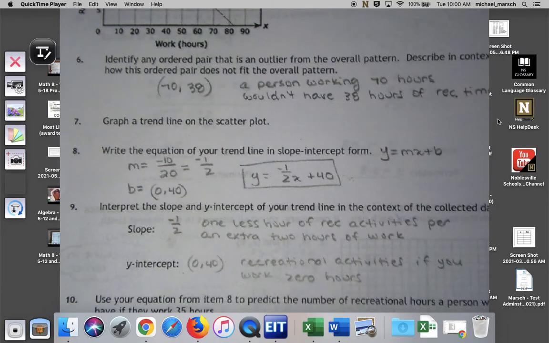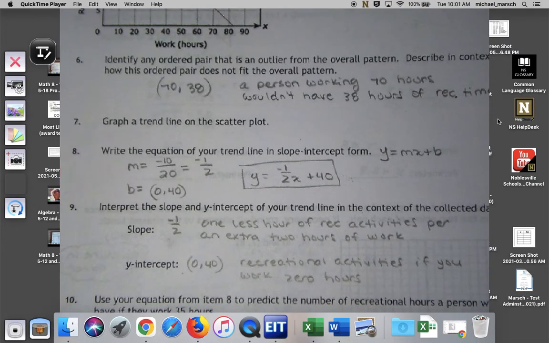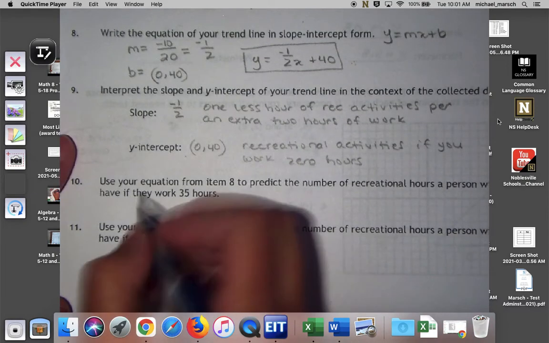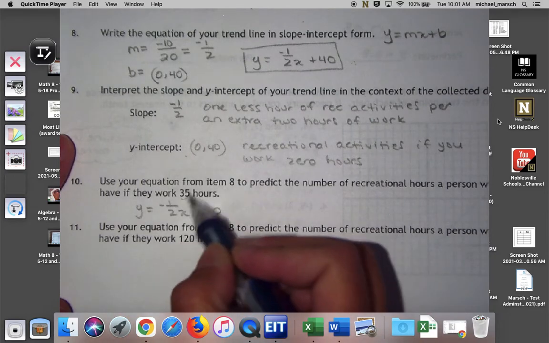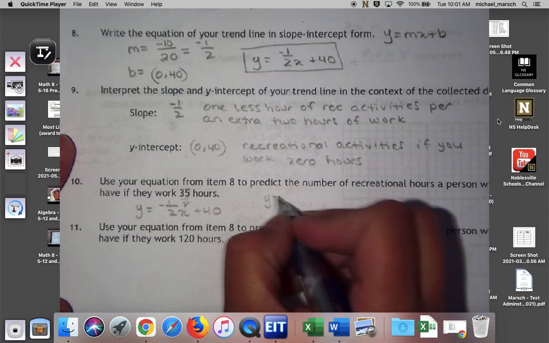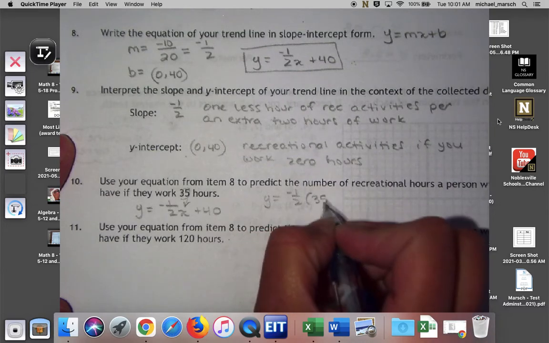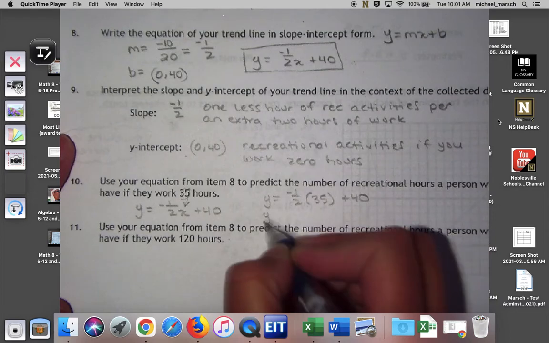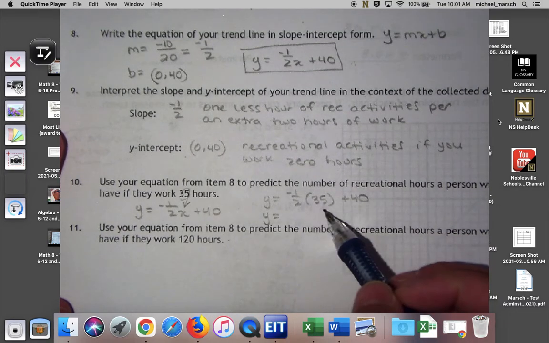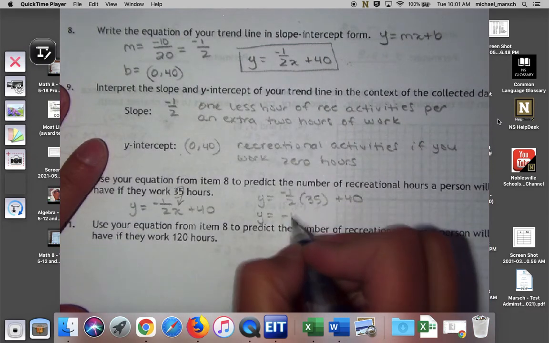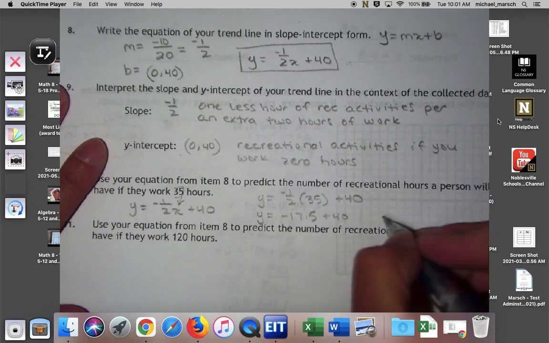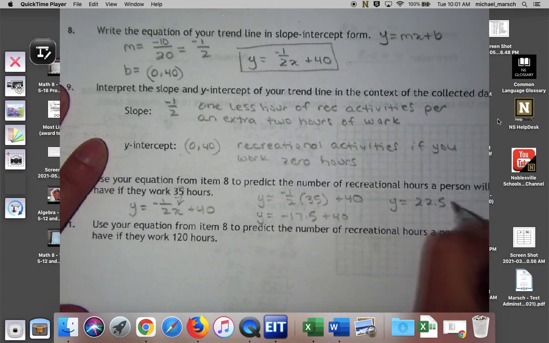Okay, number 10 says use your equation from item 8 to predict the number of recreational hours a person will have if they work 35 hours. So remember, my equation is y equals negative 1/2 x plus 40. So I'm going to put the 35 where the x is. So y equals negative 1/2 times 35 plus 40. So in my calculator, if I took negative 0.5 times 35, I'm going to get negative 17.5. Add the 40. So then y will equal 22.5 hours of rec time.